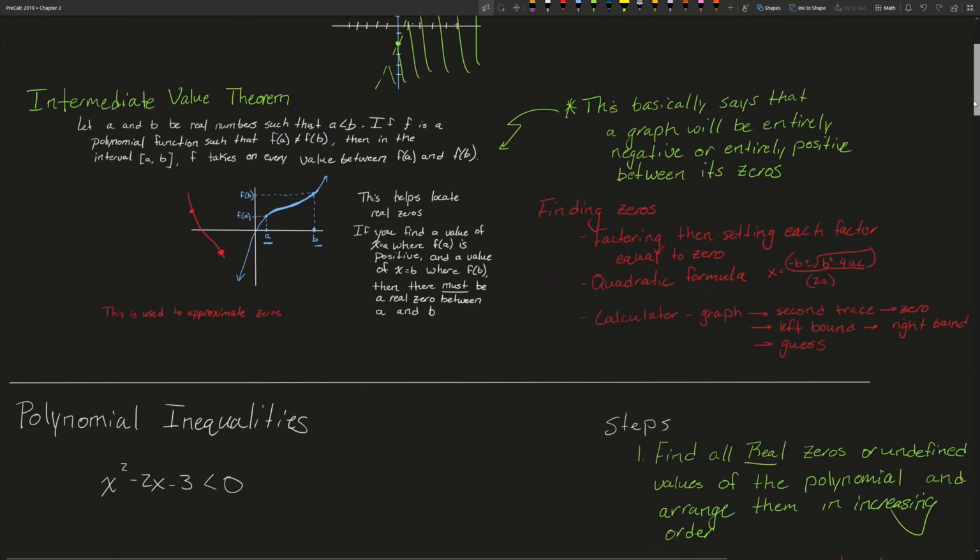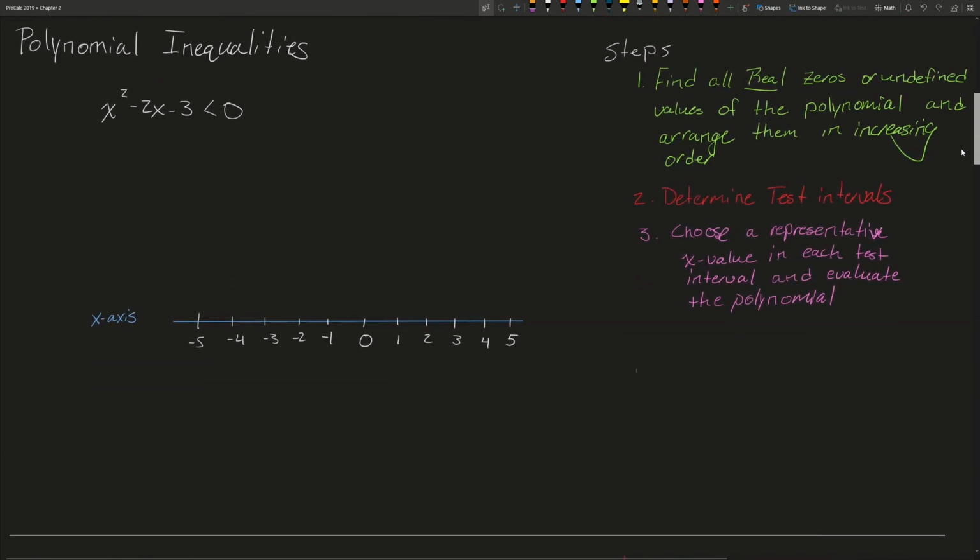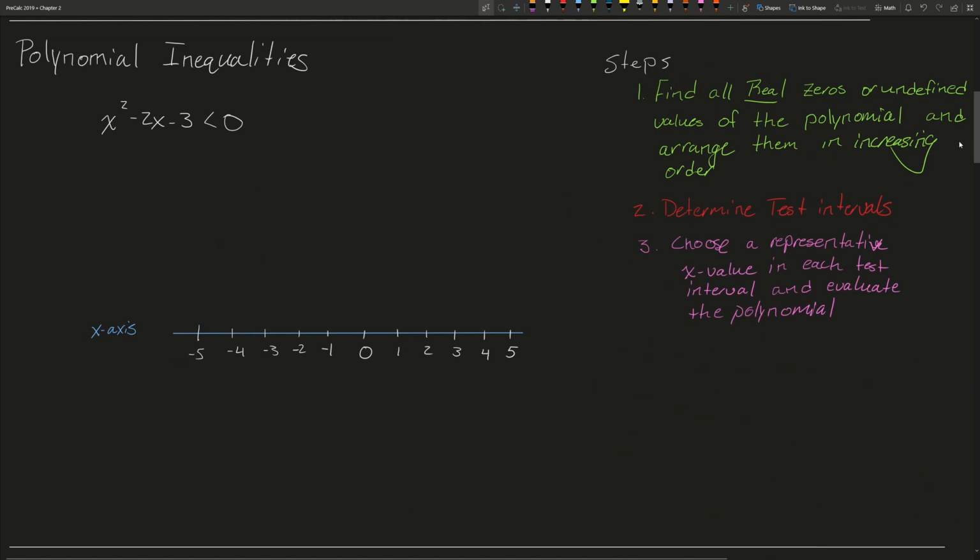In order to solve polynomial inequalities, and any inequality, there are a couple steps we have to follow. The first is to find all real zeros or undefined values of the polynomial and arrange them in increasing order. The second thing we have to do is to determine the test intervals, and then the third is we have to choose a representative value in each test interval and evaluate the polynomial function.